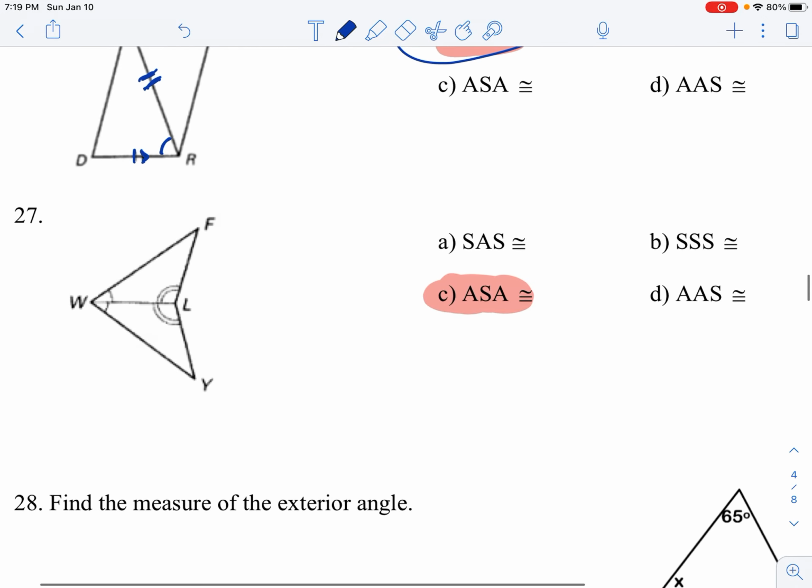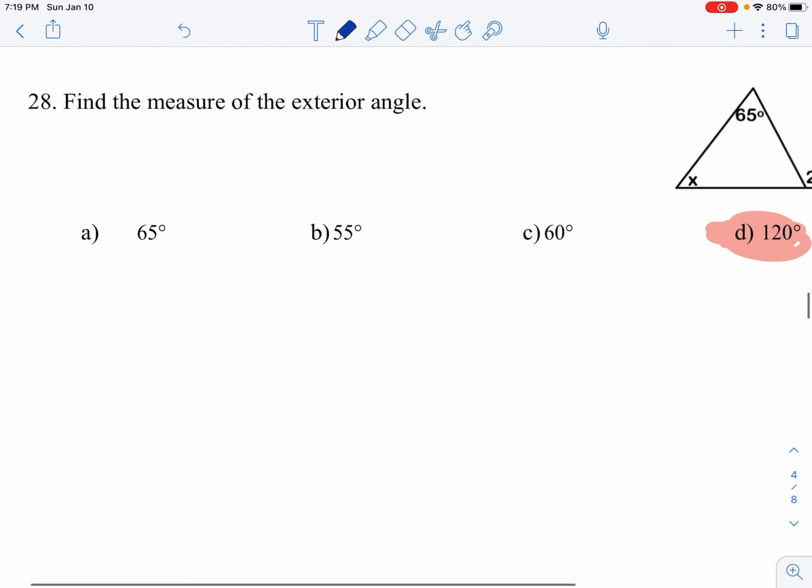Moving on to number 27. I see reflexive property right off the bat, and that's the only thing I really need. I've got angles on this side of it and on the other side, so it would be angle, side, angle.